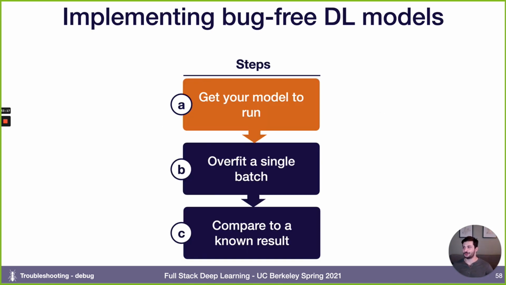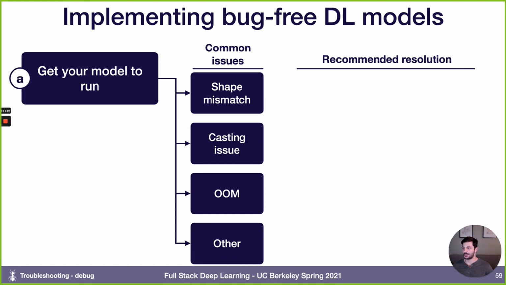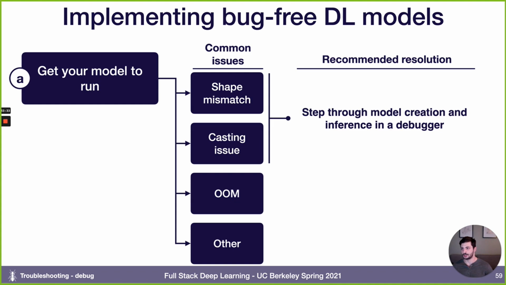Okay, now let's talk through the steps here. So the first thing that we're going to do is get the model to run. There's a few common issues that'll come up here. One is you might have a shape mismatch, or you might have a casting issue, so your model expects floats and you're giving it ints. The recommended resolution here is to step through the model creation in your Python model implementation in a debugger, and inspect the shape and types of the outputs at each step until you get to the point where something is happening that's wrong.